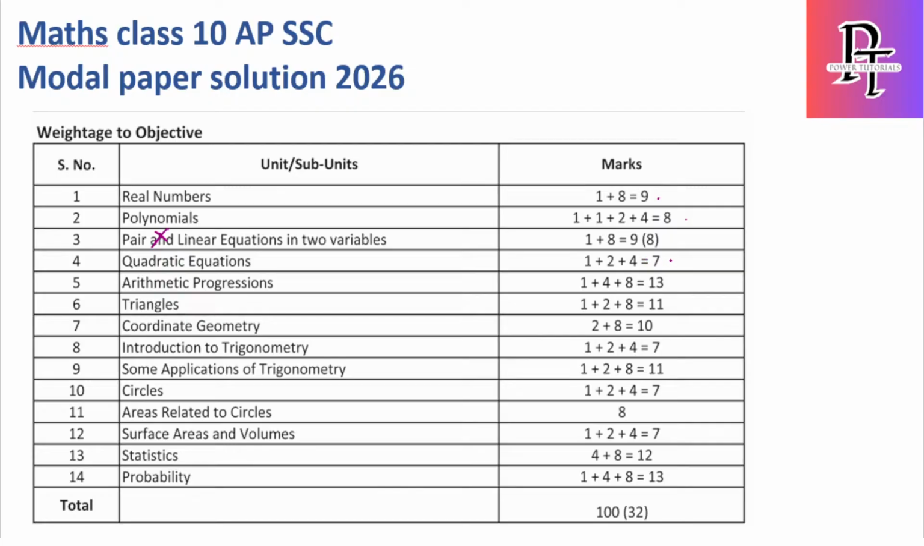Then quadratic equations 7 marks. Arithmetic progression 13 marks. Triangles 11, 10, 7. In this way, if you notice, from each chapter at least 7 is the weightage. So do not neglect any chapter, because at least 7 marks will go off if you neglect any chapter. Always make sure to practice all the chapters. For most of the chapters I have also mentioned a few previous year questions of the CBSE board, which use the same NCERT textbook, so you can also refer to those for more practice questions.